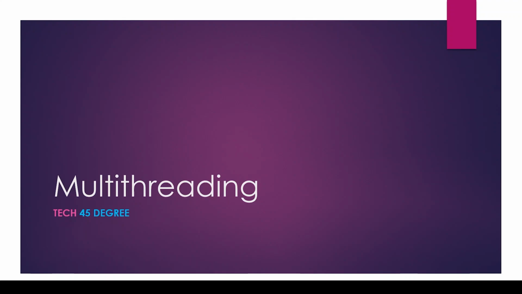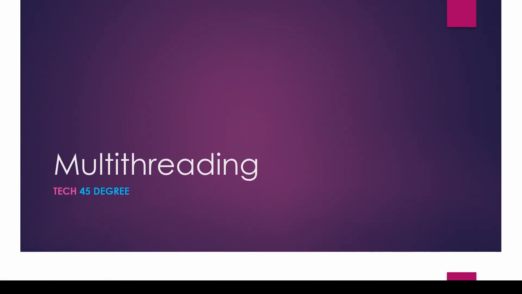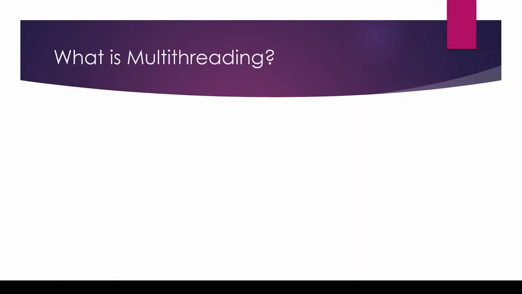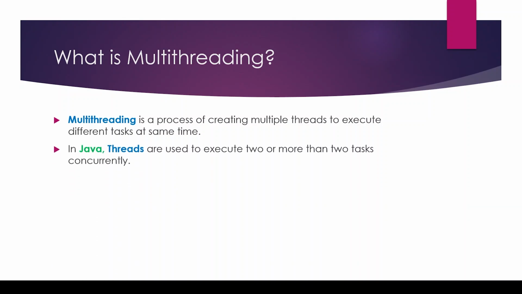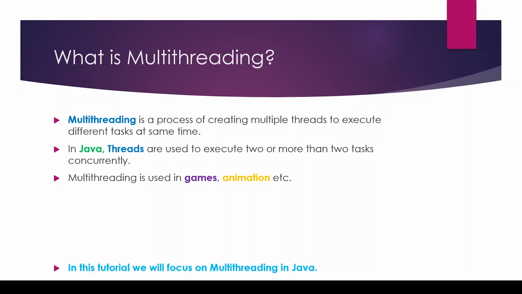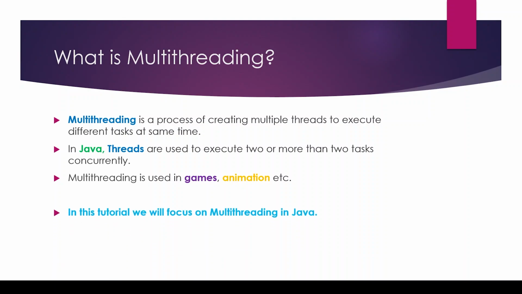In this video, we will discuss multithreading. So what is multithreading? Multithreading is a process of creating multiple threads to execute different tasks at the same time. In Java, threads are used to execute two or more tasks concurrently. Multithreading is used in games, animation, etc. In this tutorial, we will focus on multithreading in Java.